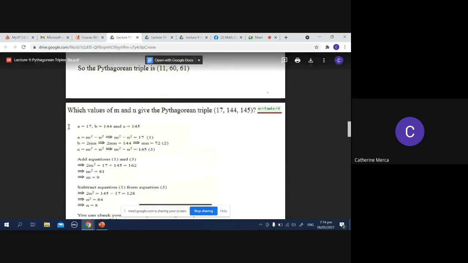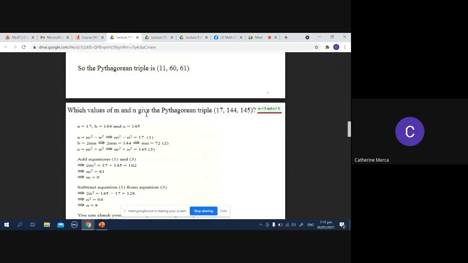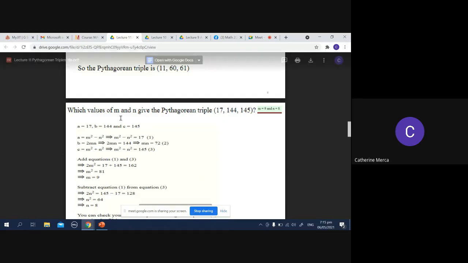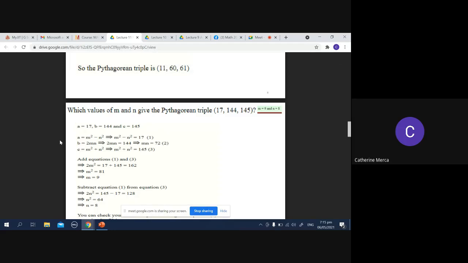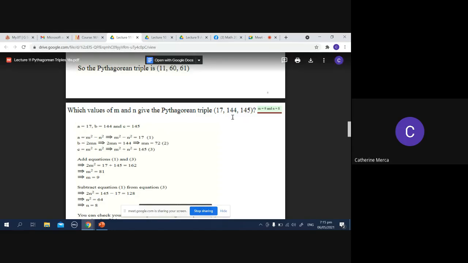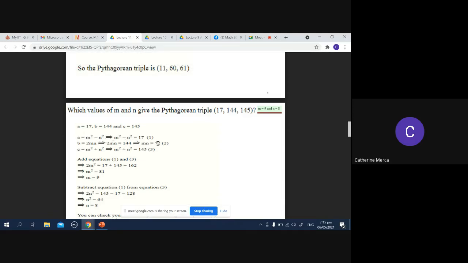On the other hand, if the problem is to find out which values of m and n give the Pythagorean triple 17, 144, 145, all you have to do is to consider A is equal to 17, B is equal to 144, and C is equal to 145. And then compute for the value of m and n, making use of the equation that we have earlier. So it's just the algebra part.